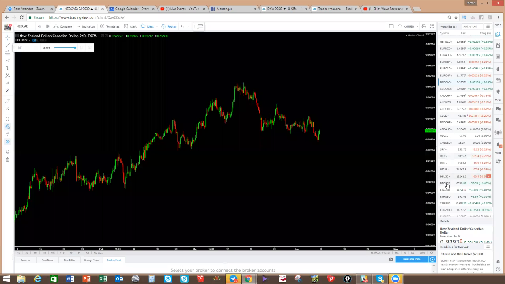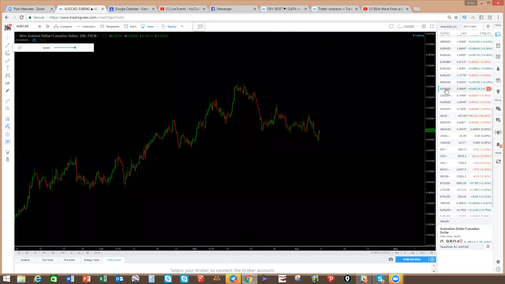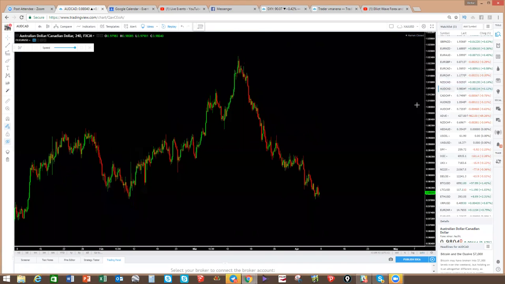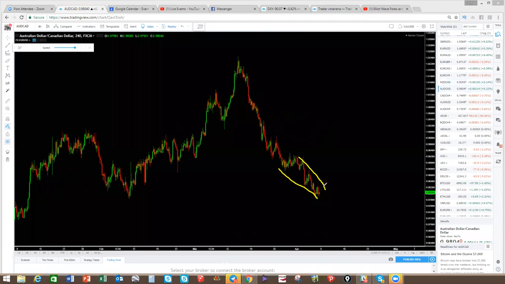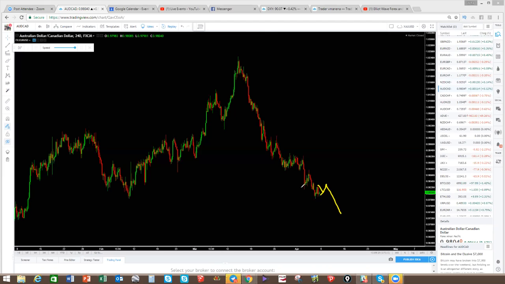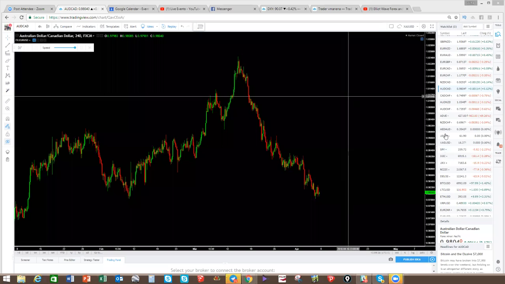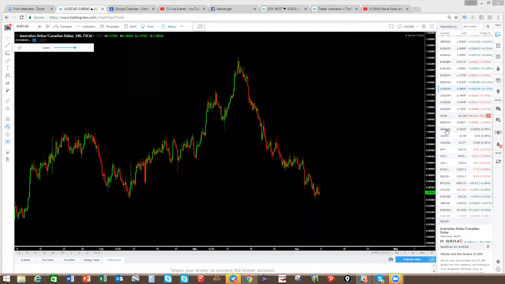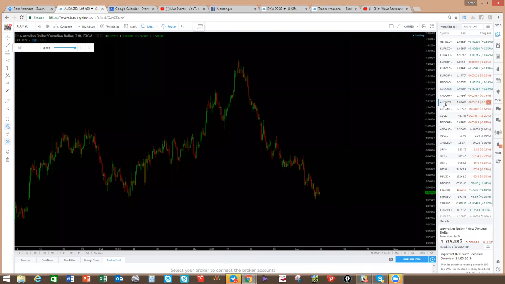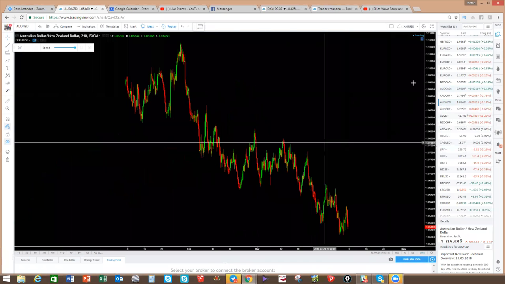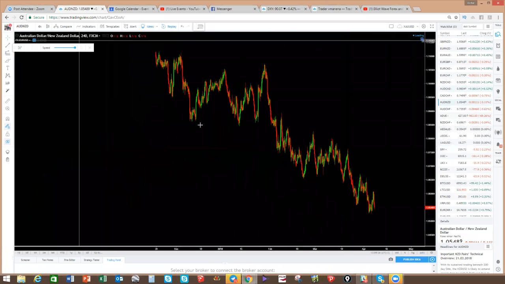AUD New Zealand. Let's do AUDCAD first, and CADJPY. AUDCAD looks like it wants to reverse as well. V pattern there. Wait for a move up. But it looks like this one can still give us one more down before it goes. And AUD New Zealand is the one that I actually want to look at, because it's got an interesting setup.